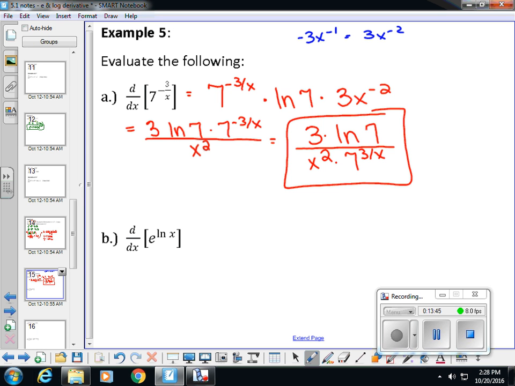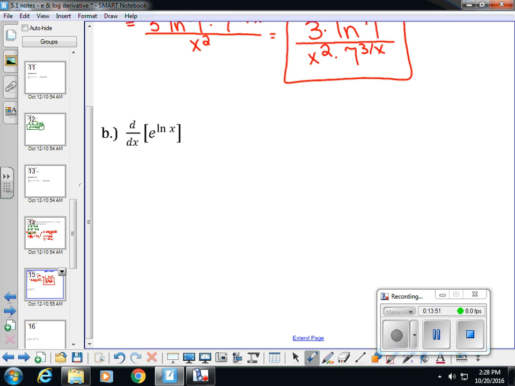When I do B, we could do it 2 different ways. You could actually simplify it first and then find your derivative. So remember, e to the ln of x is really saying e to the log base e of x, which is really just x. So that's equal to the derivative of just x, which is 1.